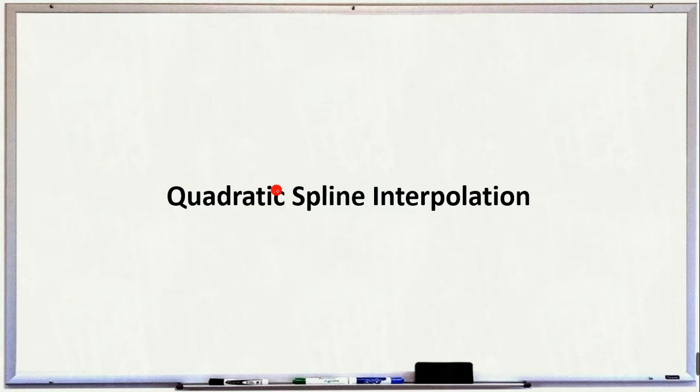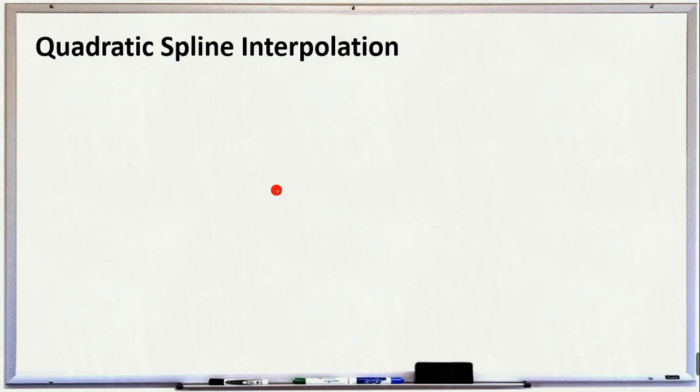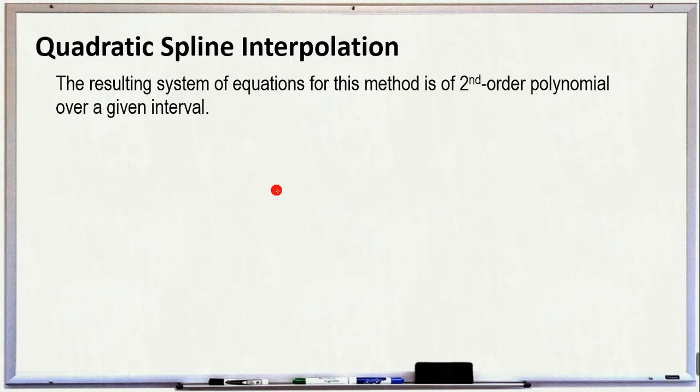Let's proceed ta for quadratic spline interpolation. So for a quadratic, diri ang una ninyo hang i-remember is that the resulting system of equations for this method is of second order polynomial over a given interval. So di ba sa ato ang linear spline, pila ra gyud ko nato degree? When we say linear spline, unsa man ang degree sa ato ang polynomial?